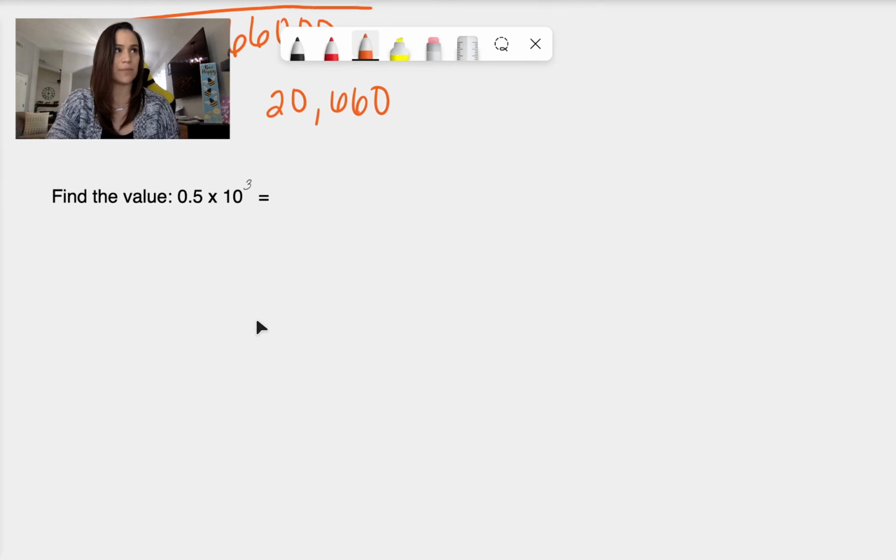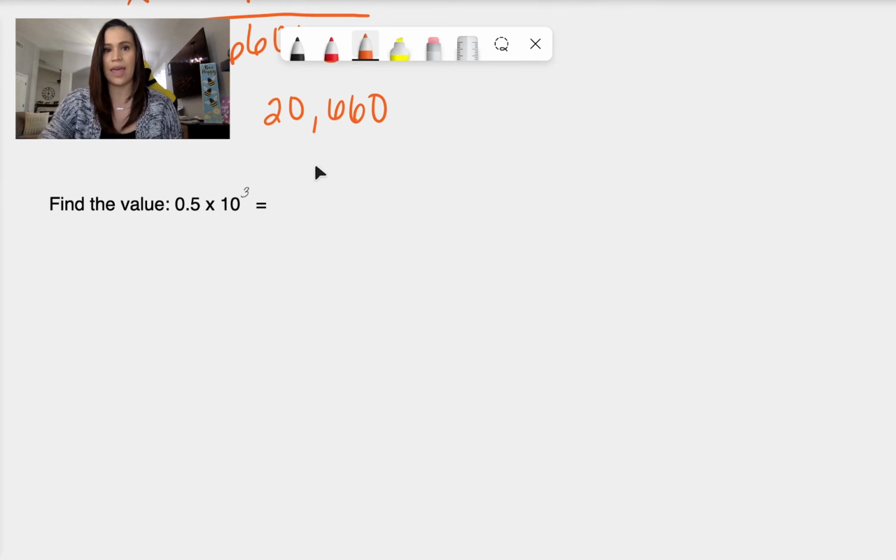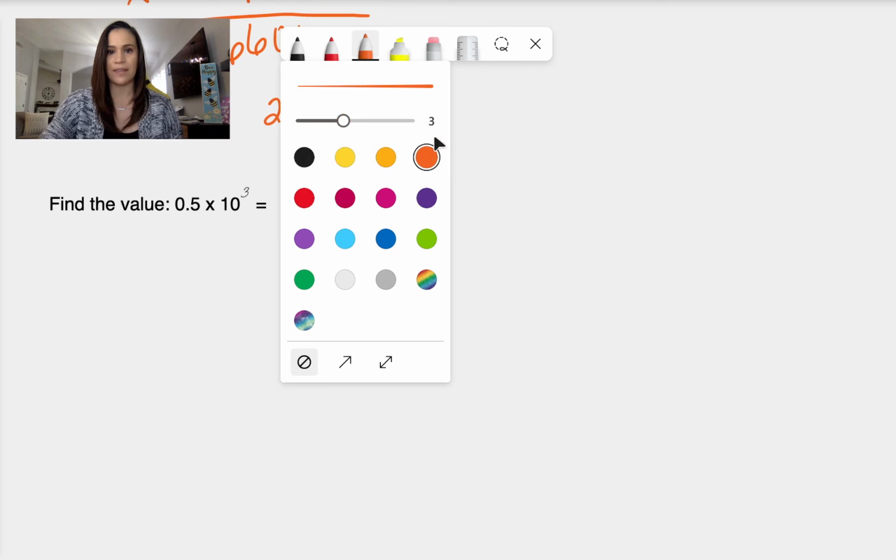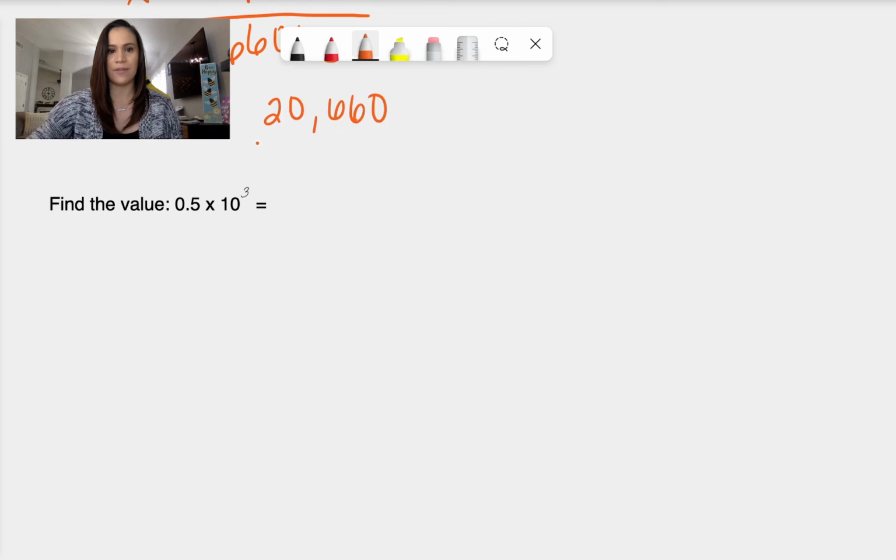So we are going to simply just bring this guy up. And we need to find the value of 0.5 times 10 to the third power. So again, using order of operations, exponents is going to come before multiplication. So we know, because we did it in the previous problem, that 10 to the third power is equivalent to 1,000.